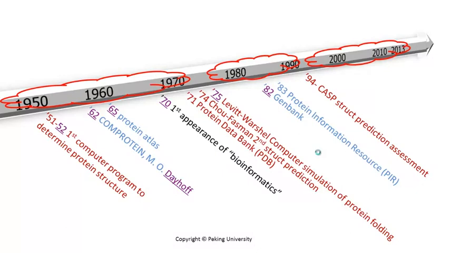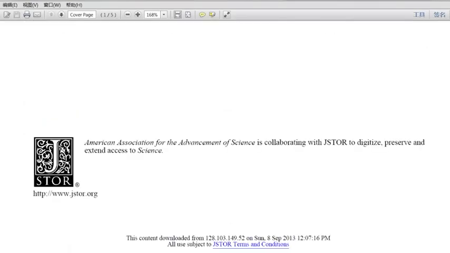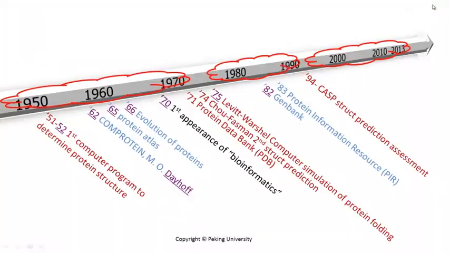Margaret Dayhoff not only developed the earliest sequence analysis computer program and sequence database, she was also one of the first people to use computational methods to study the evolution of protein families. She published a paper in Science in 1966 on the evolution of the ferredoxin protein family. The mid to late 1960s were a golden age for molecular evolutionary biology. Linus Pauling published a famous paper on the molecular clock in 1965.